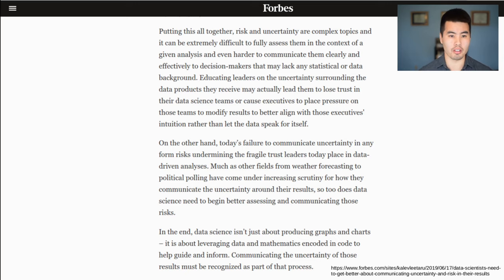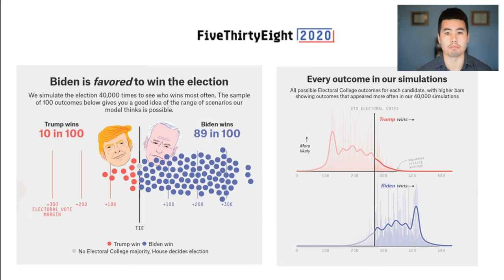So in particular, in this article, I want to highlight the last paragraph that says data science isn't just about producing graphs and charts. It's about leveraging data and mathematics to encode and help guide and inform. Communicating uncertainties and results must be recognized as part of that process. So absolutely, we need to be communicating all of the results about our data, and how unsure we are about those results is a crucial and major part of that.